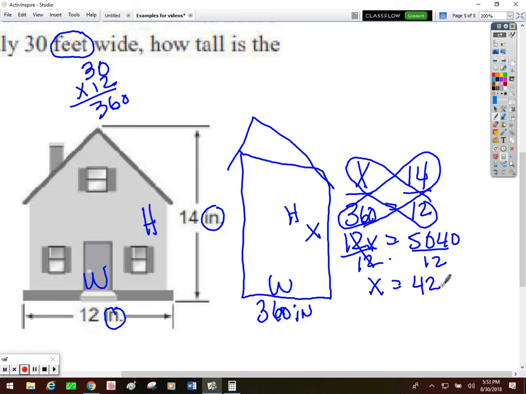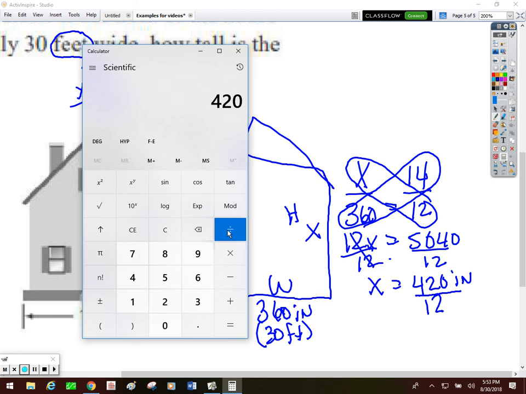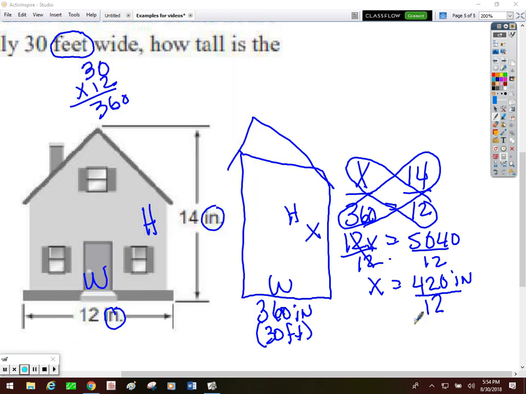That's 420. Now, that doesn't mean the house is 420 feet tall. Remember, we converted everything to inches, so this is 420 inches tall. We have one more thing to do before we know the height of the house in feet. Remember, this was 30 feet. I'm going to do one more division. There's 420 inches, and each 12 inches is 1 foot. I'm going to divide 420 by 12, and that should give me the total feet. And what that gives me is x is 35.